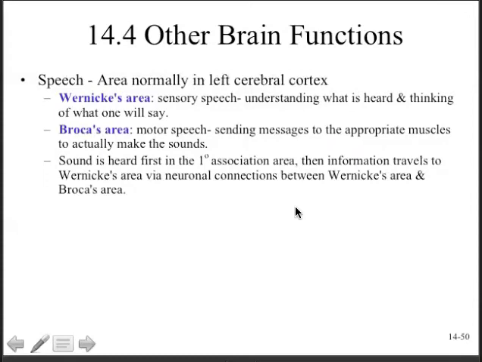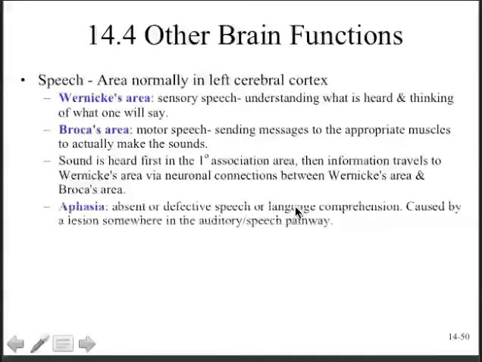Sound is first heard in the primary association area, then the information travels to Wernicke's area via neuronal connections between Wernicke's and Broca's, and that results in speech. Aphasia is an absent or defective speech or language comprehension, and it can be caused by a lesion somewhere along this auditory speech pathway. Again, remember that the auditory cortex is in the temporal lobe.